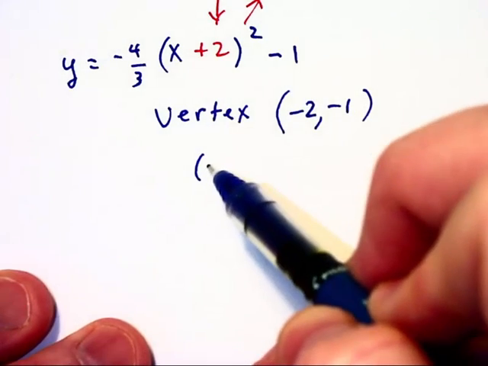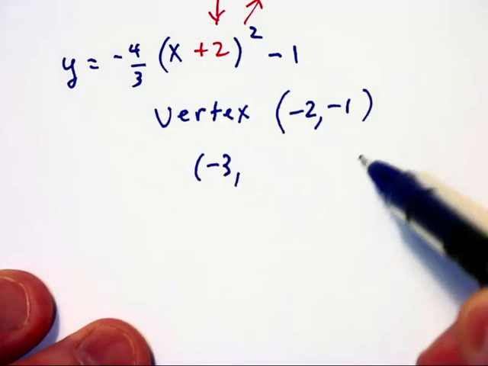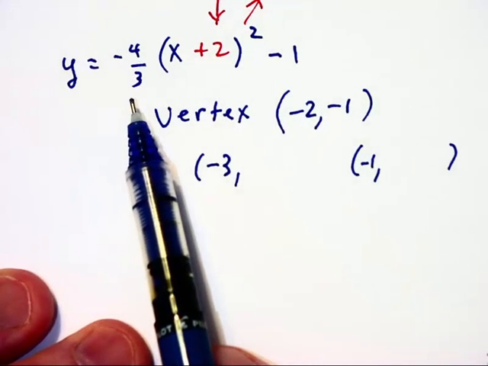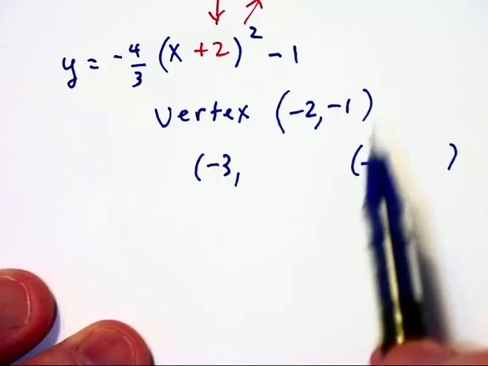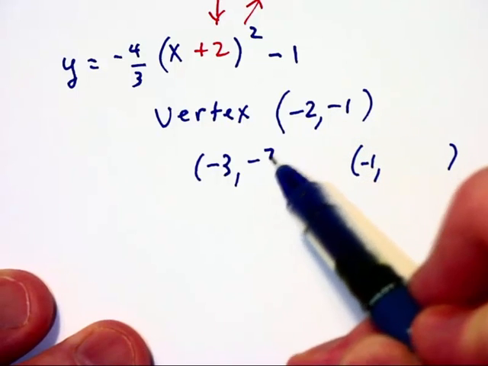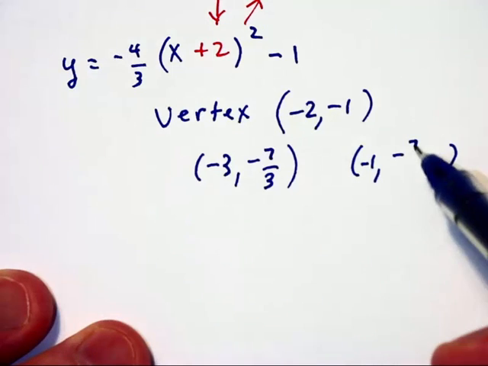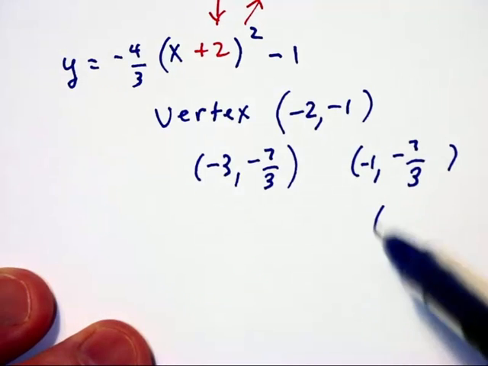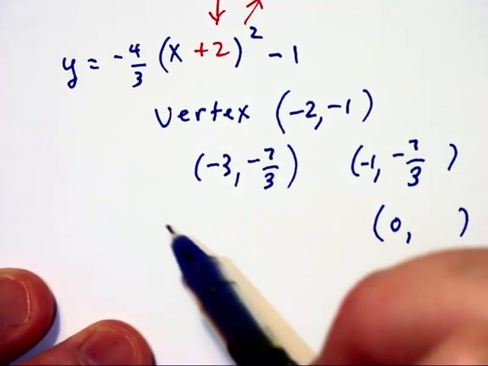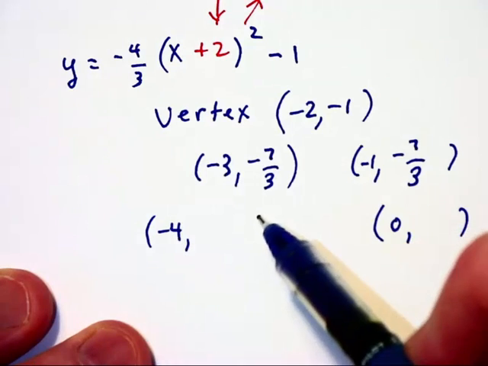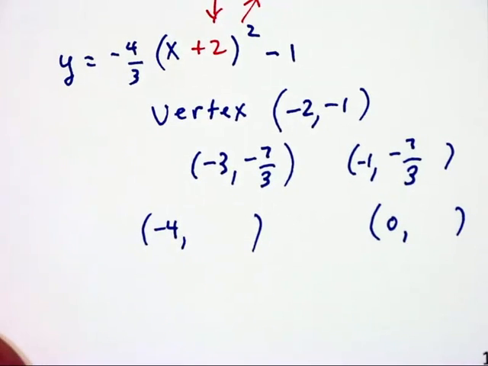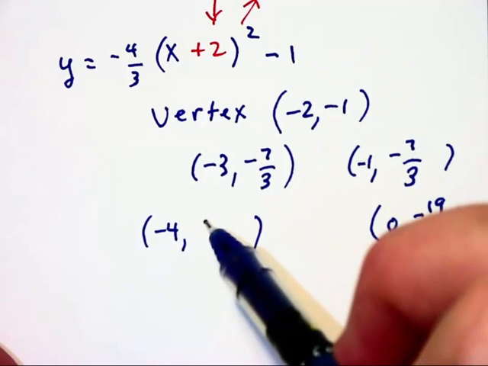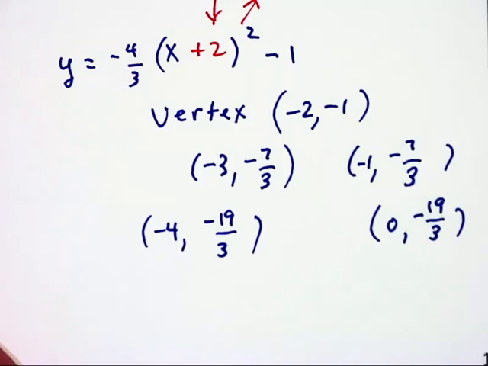If I go 1 point to the left and the right, I will get to negative 3 and negative 1 as x values, and I can go down negative 4/3, down 4/3. That will take me down to negative 7/3 as a y value, and by symmetry I have that on both points. I think on the right I want to go to 0 comma something, which means on the left I'm going to go to negative 4 comma something, and I'm going to substitute 0 into the original equation and just get negative 19/3 coming out, and by symmetry I'll have that over on the left also.